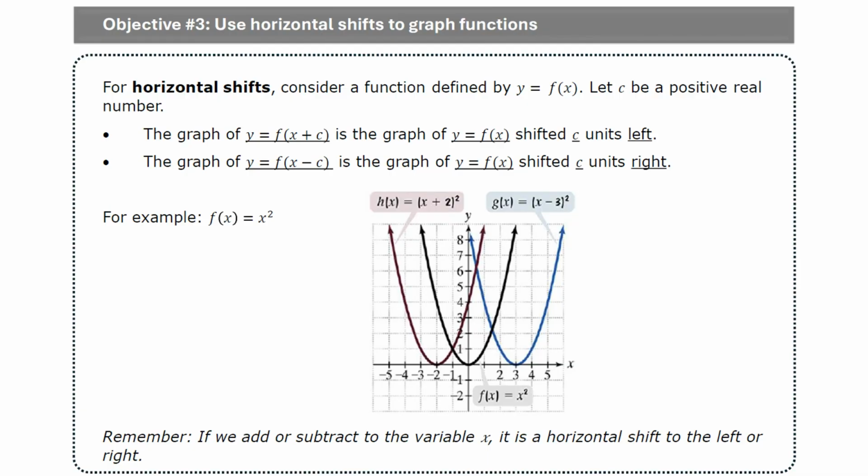Okay. So in our example here, going back to our standard function x squared, we see here in red, we are adding 2 to the function f of x. This causes the graph to move to the left 2 units. Then for blue g of x, we are subtracting 3 from x. This causes the graph to move to the right 3 units.